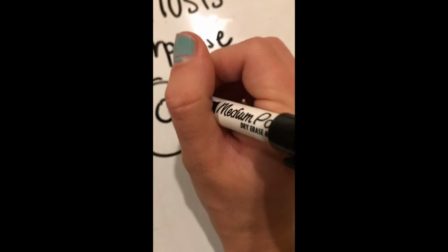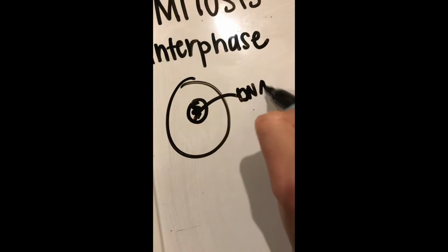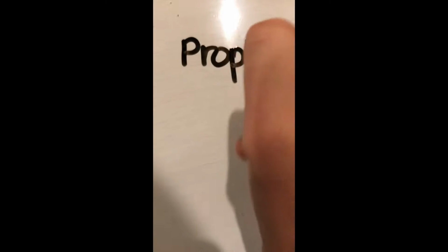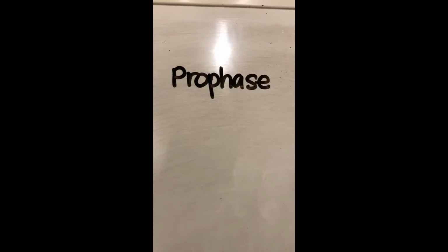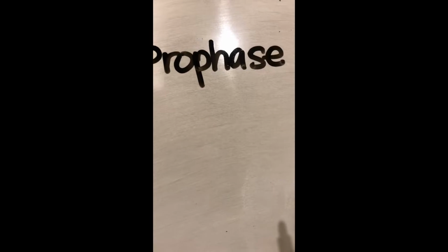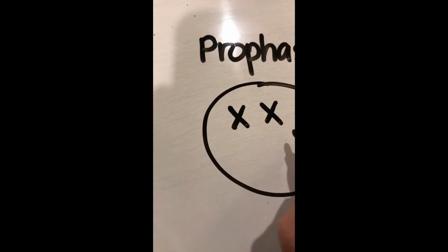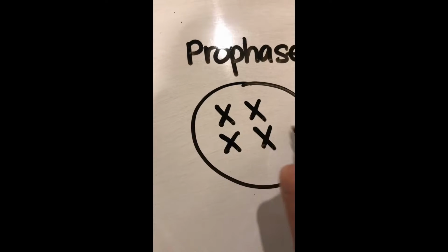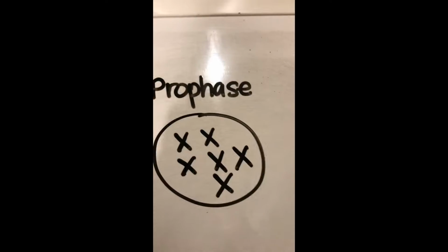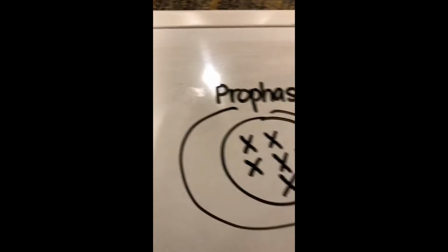So you have a nucleus, and you have your chromatin all in there, which is your DNA. And then you get to prophase. And this is where each strand duplicates itself. So you will end up getting all these chromosomes pairing up. And the nucleus is still there, it's just condensing and thickening.